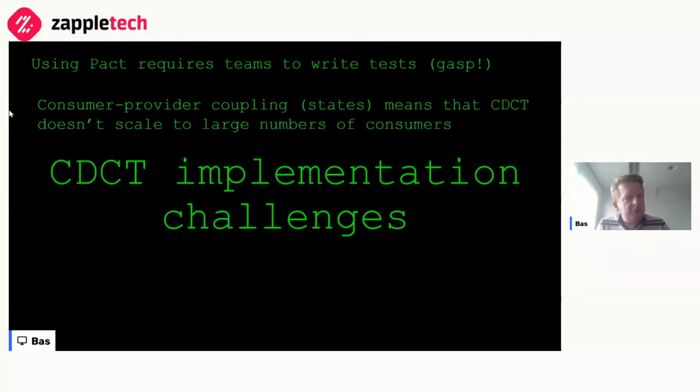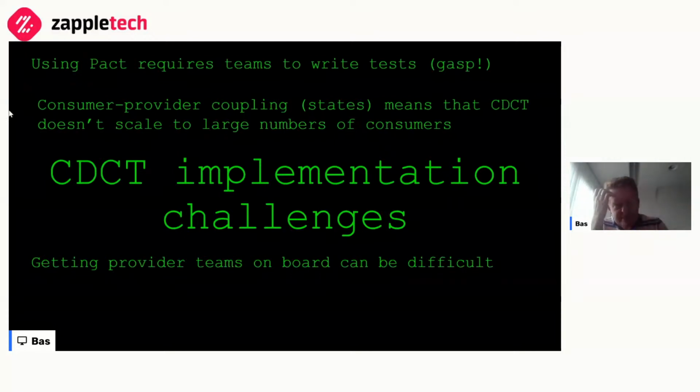There's still some coupling between the consumer and the provider by means of those states that you've seen, which means that consumer-driven contract testing doesn't always scale well to really large numbers of consumers. Getting provider teams on board can be difficult because it requires a lot of work for them to define all the states and the different contracts. So it can be difficult to get these provider teams on board and really show them the value of consumer-driven contract testing.